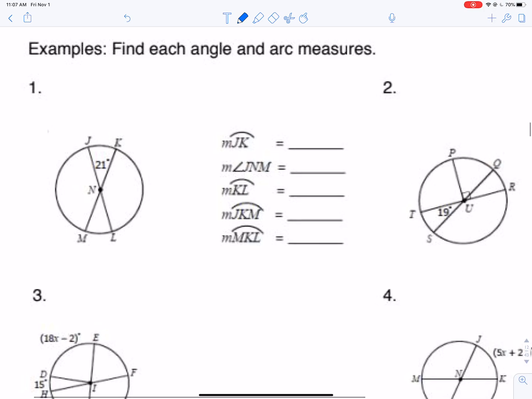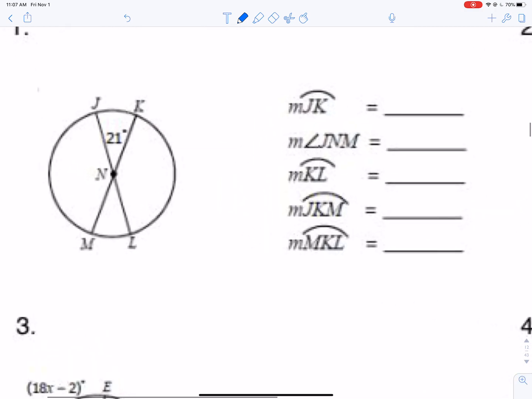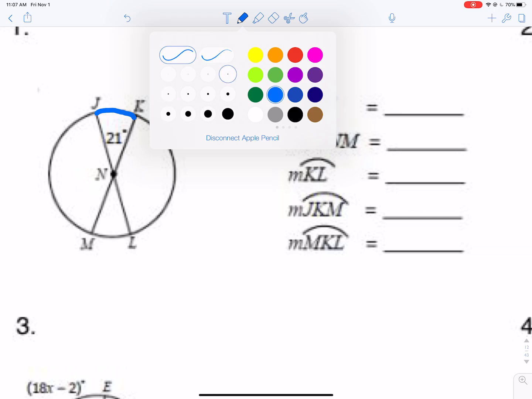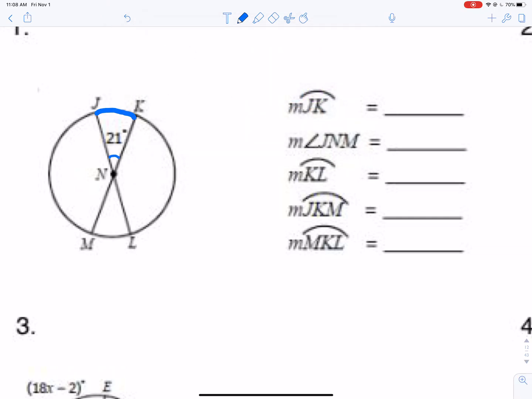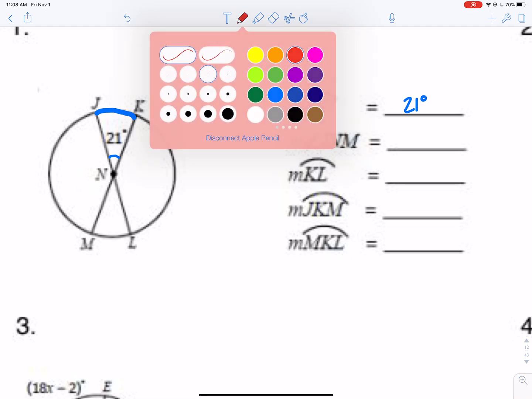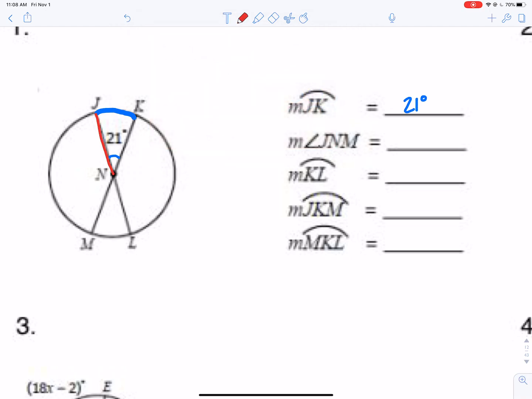Example 1 says find each angle and arc measure. Find the measure of arc JK. So arc JK would be the same measure as that central angle of 21 degrees, because the central angle equals the arc that it intercepts. The measure of angle JNM, so JNM is right there, and that is actually a linear pair with the 21 degrees, so we could say that's equal to 180 minus 21, which would be 159 degrees.